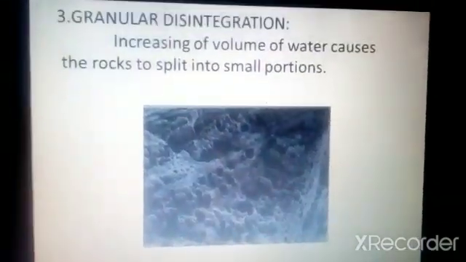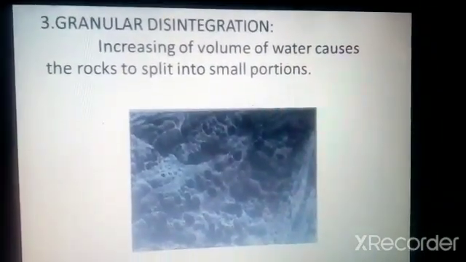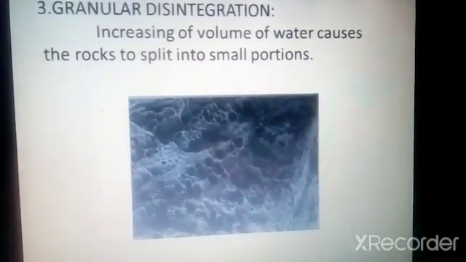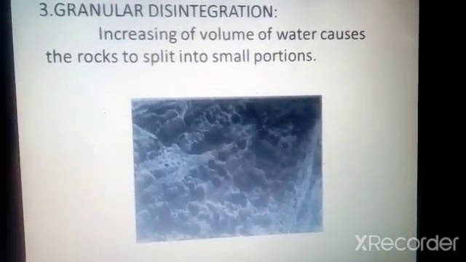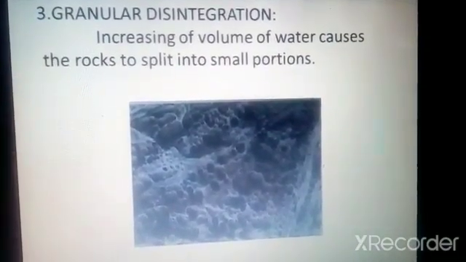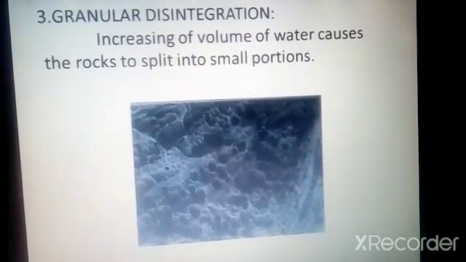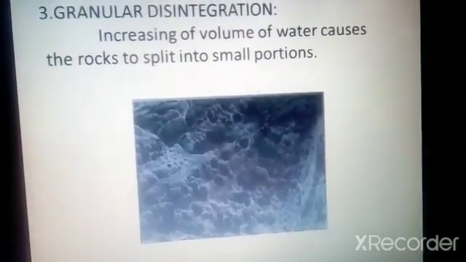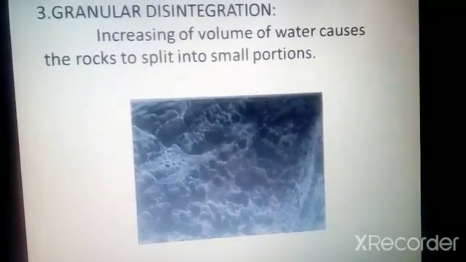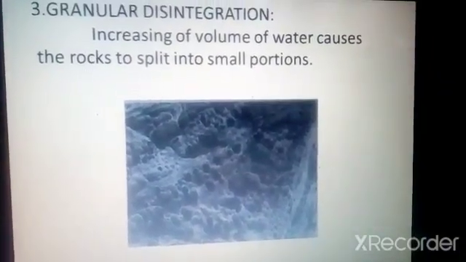And third one, granular disintegration. Increasing the volume of water causes the rocks to split into smaller portions. Like block disintegration, which is due to temperature dividing the rock into smaller substances, in this process the water keeps increasing, and the particles are divided into smaller substances at speed, into very minute particles.